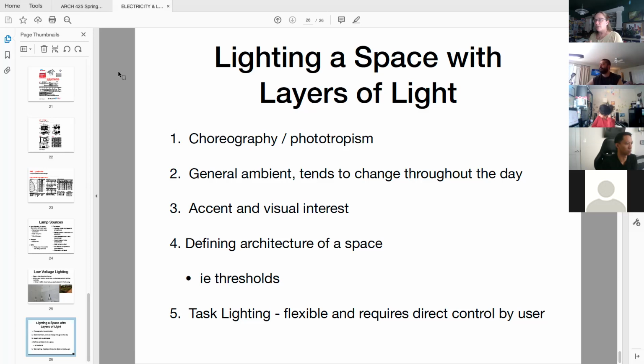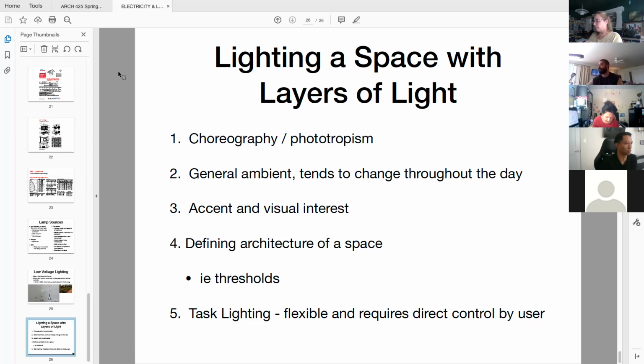Like your choreography can be combined with your thresholds and how you change the sense of the feel from one space to another space. Or your choreography can be combined with your accent lighting and drawing you down a space to focus on a painting at the end of the wall, or turning a corner, or a statue, or a more important space in the building.